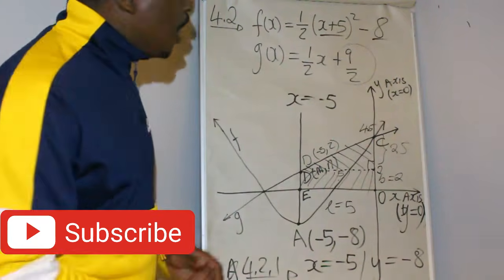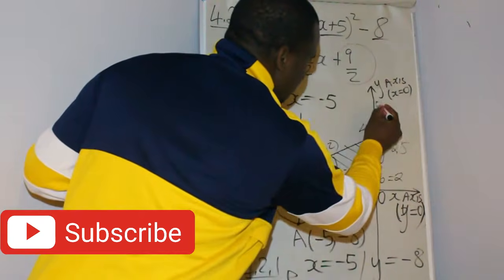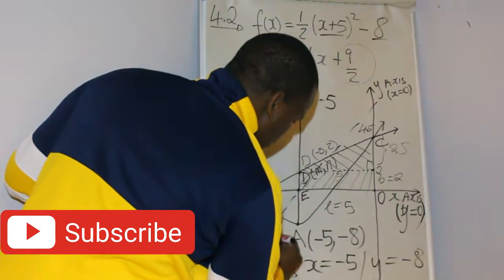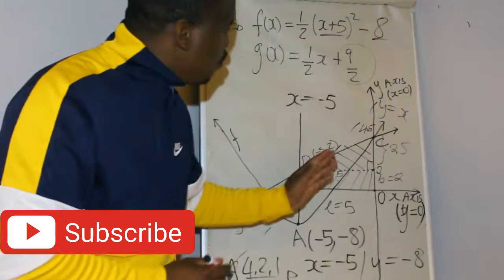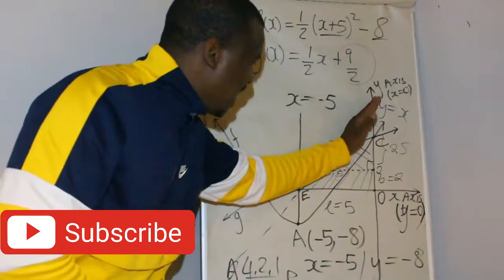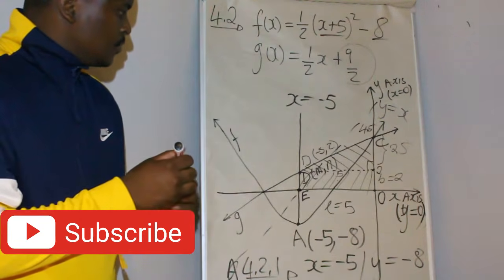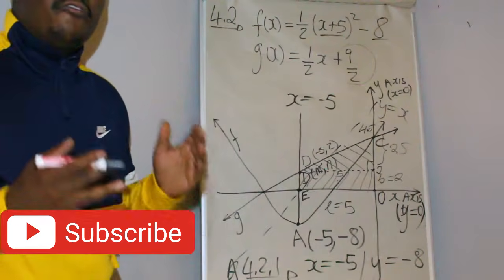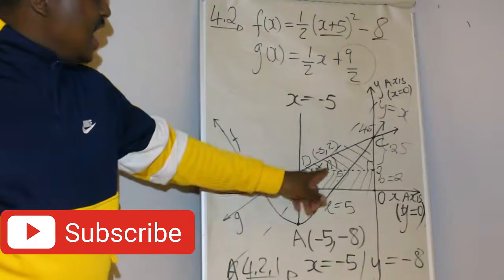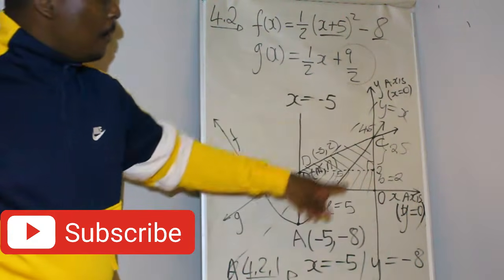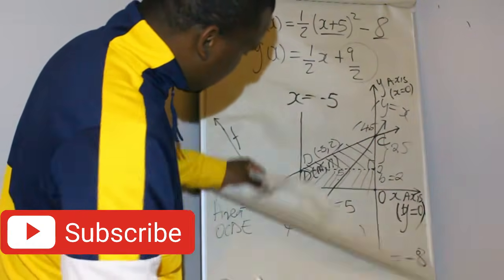So what you do, you reflect your function about this line, the line y is equal to x. This passes through the origin. So when you are finding the inverse of a function, the first thing is to reflect your function about the line y is equal to x. What does that mean? Let's go and explore that.